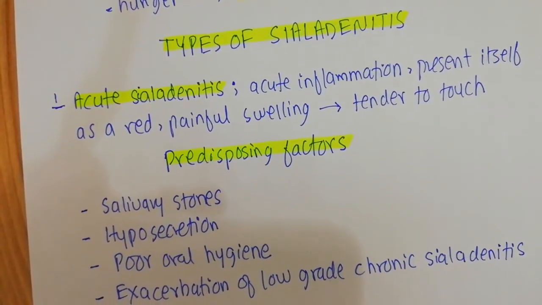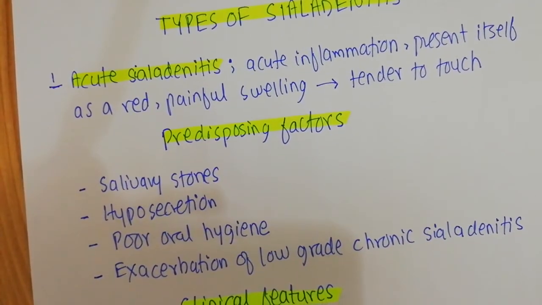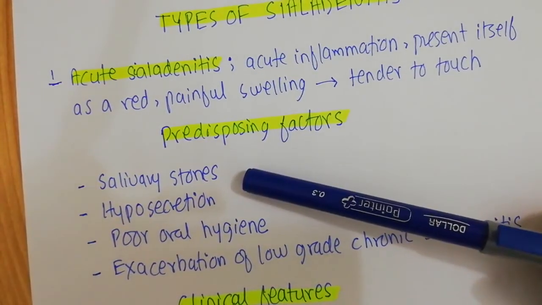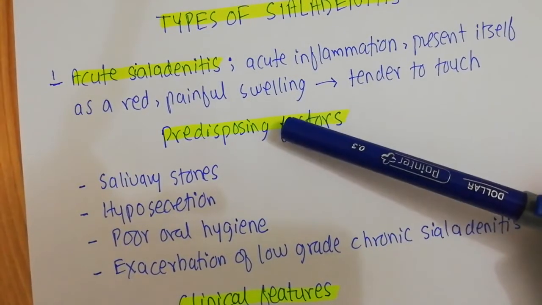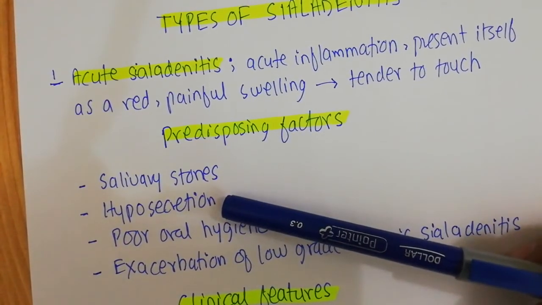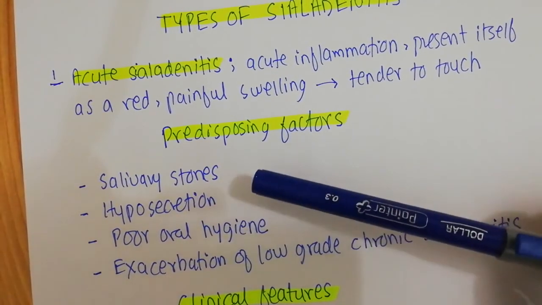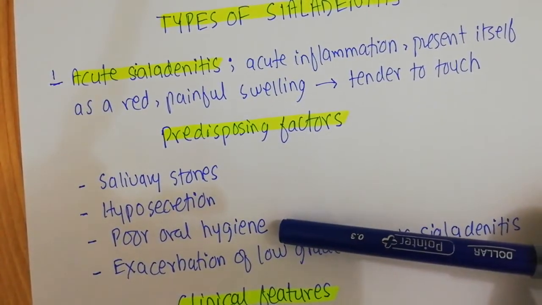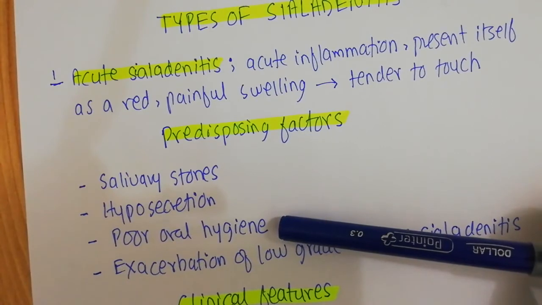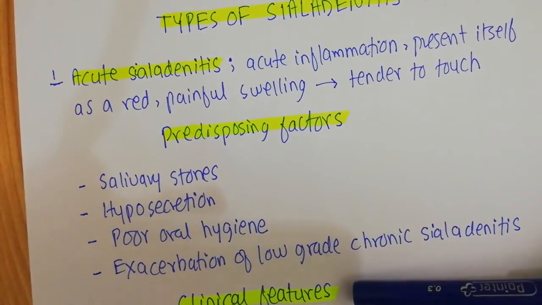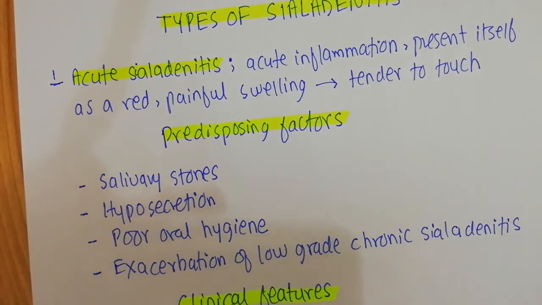predisposing factors for acute sialadenitis include the salivary stones that we just discussed, how they are formed and how they can lead to hyposecretion. Another predisposing factor is hyposecretion because of any other reason that we discussed, such as surgery or medications. Another predisposing factor is poor oral hygiene and exacerbation of low-grade chronic sialadenitis.